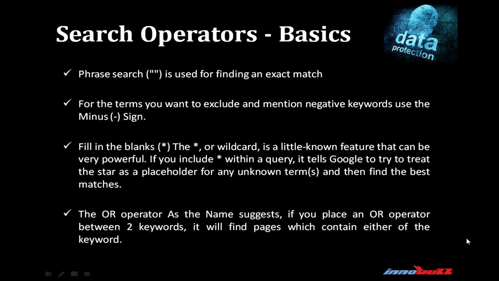First is phrase search. It is used for finding an exact match of the query you entered in Google. If you want to exclude a term from your search, use the negative sign. Next is the wildcard. It is a little known feature that can be very powerful. If you include a star within a query, it asks Google to treat the star as a placeholder for any unknown term and then find the best matches. The OR operator, as the name suggests, if you place an OR operator between two keywords, it will find pages which contain either of the keywords.